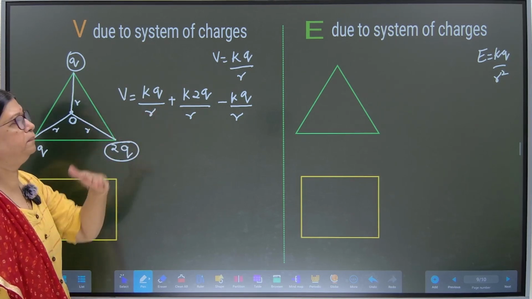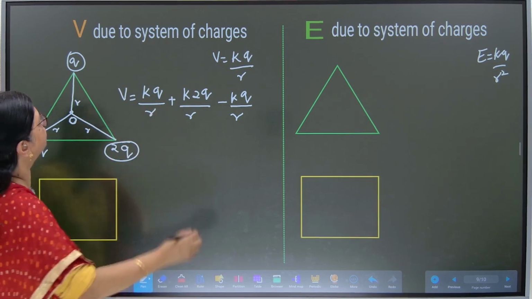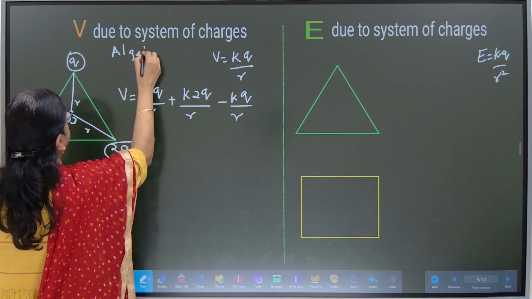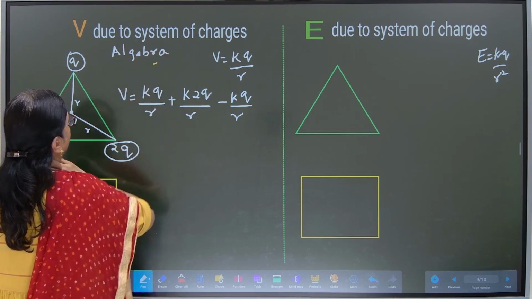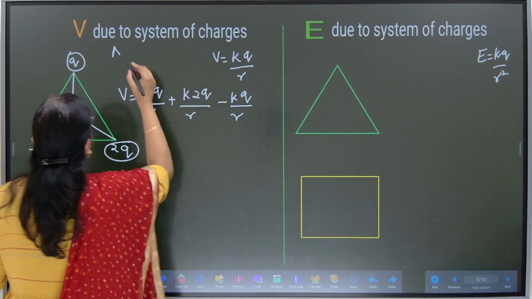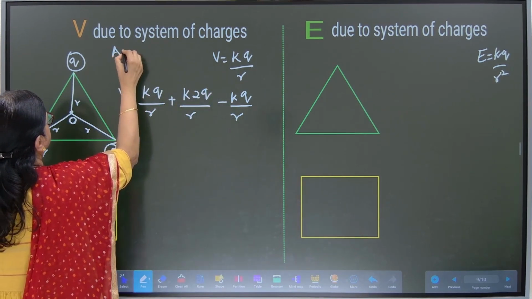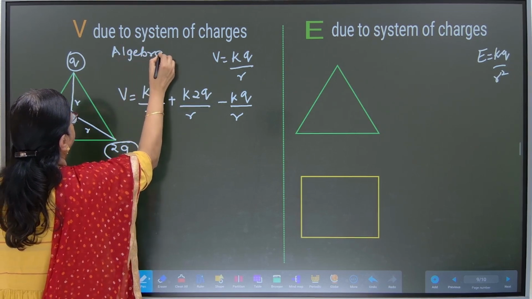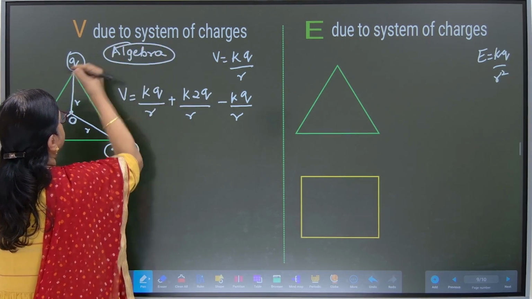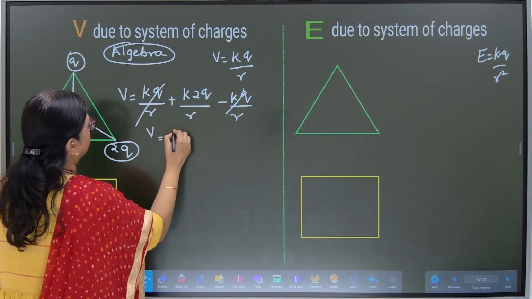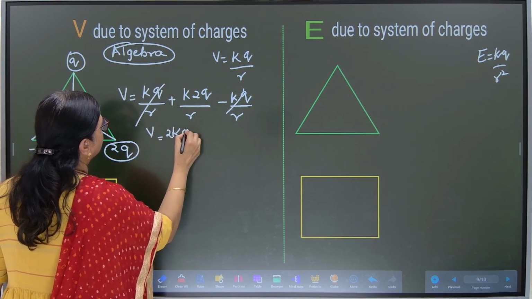I will add them algebraically. How should I add them? Algebraically, I have to add them. This is what I have to use, with simple addition. So these two cancel and V is equal to 2kQ upon R.